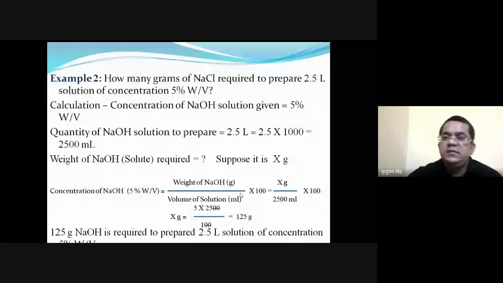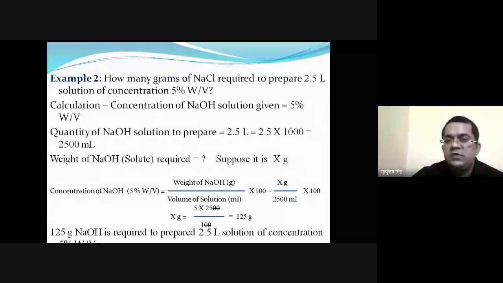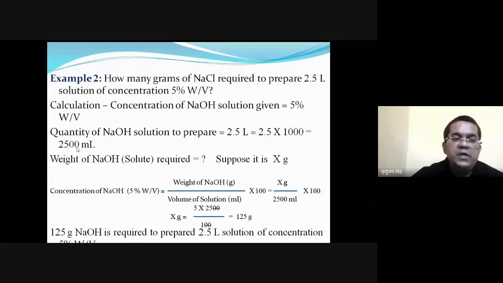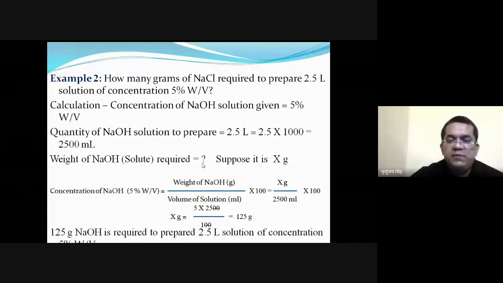Example 2. How many grams of NaOH are required to prepare 2.5 liter solution of concentration 5% weight by volume? Concentration of NaOH solution is given, 5% weight by volume. Quantity of NaOH solution to prepare is given, 2.5 liter, that is equivalent to 2500 ml. Weight of NaOH, that is the solute required, suppose it is X.